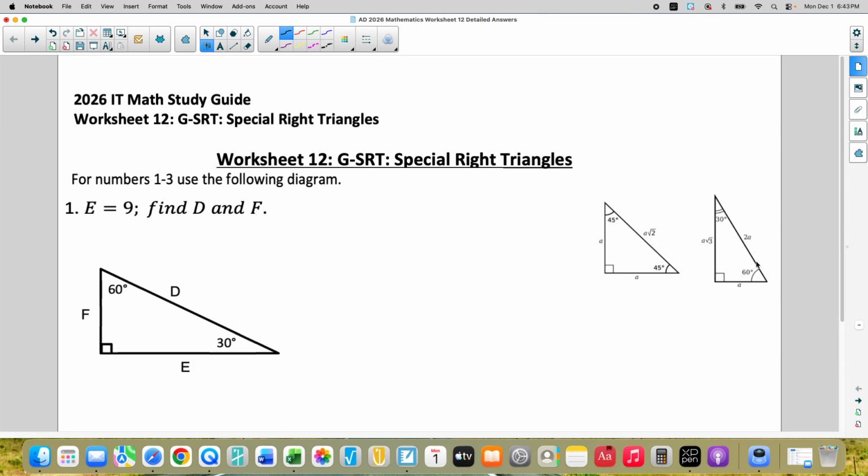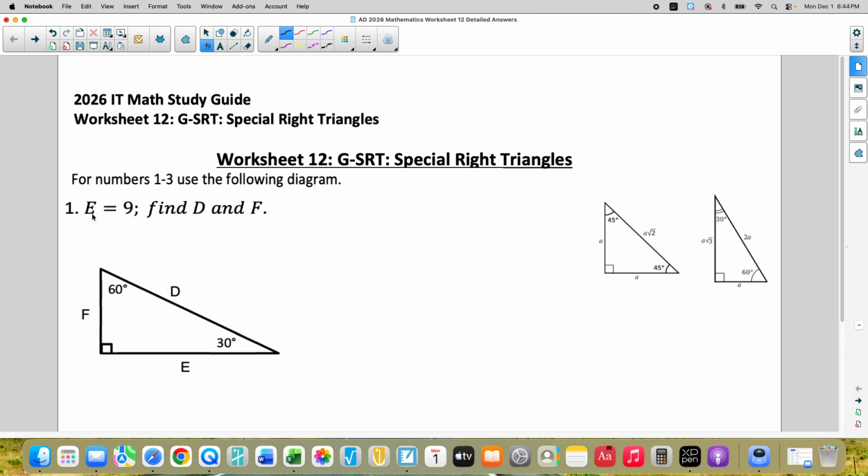When we talk about 30, 60, 90, the 30-degree angle is opposite the short leg. The 60-degree angle is opposite the long leg. They do call it the short leg and the long leg, and then the hypotenuse. So the short leg is A, the long leg is A rad 3, and then the hypotenuse will be twice the shorter leg. So nice and easy.